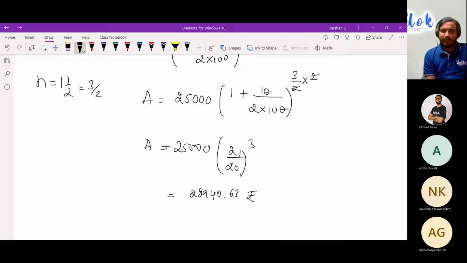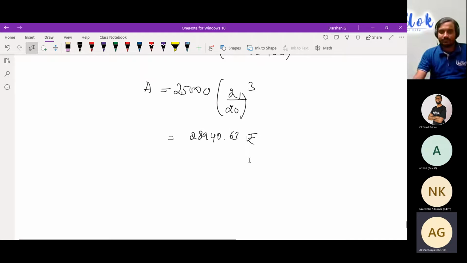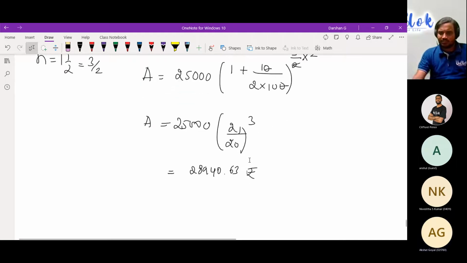So what is the money to be paid after 4 years, Akshat? 8,940.63. He took a loan of 20,000, right? But he has to also give the principal, right? He can't only give the interest. I mean, extra he'll give that much. Yeah, extra he'll give that. Okay, that is nothing but interest.